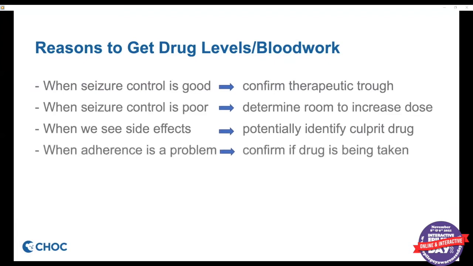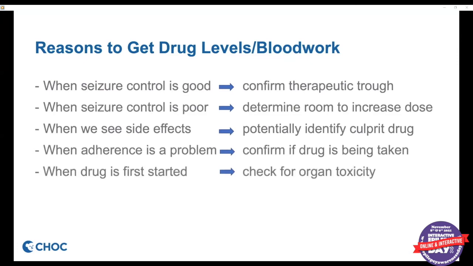When adherence is in question, we can use serial drug levels to track whether compliance is improving. When a drug is first started, we may check blood work to monitor signs of organ toxicity. As an important reminder, a drug level always needs to be interpreted in the context of what is happening clinically at that time. Any clinical decision we make should be to treat the individual and not just a number.